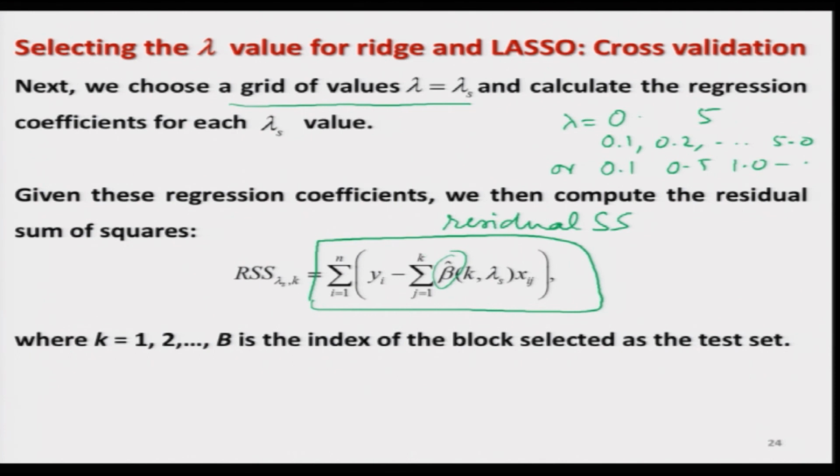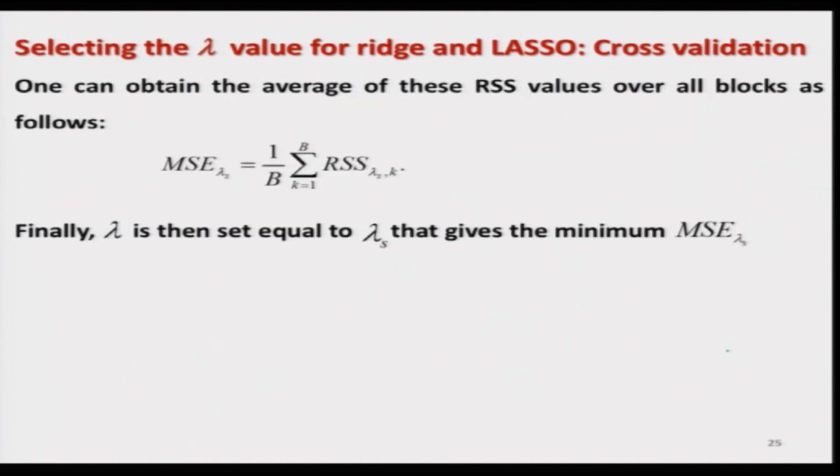Right. And here you have to remember that this k is going from 1 to b, which is the index of the blocks. It is not the number of independent variables that you have chosen in the case of the multiple linear regression model, remember. So, you have to choose k, which is going to be the index of the block that is selected for the test data.